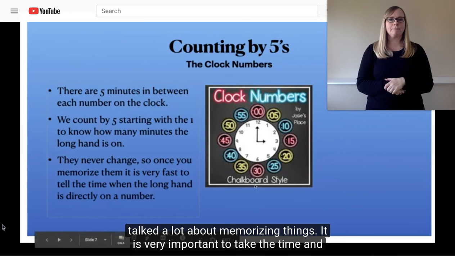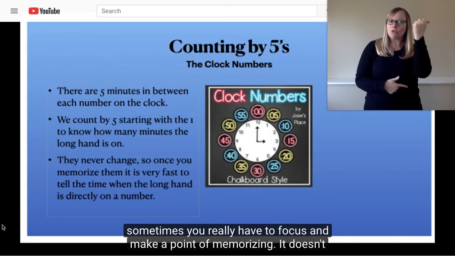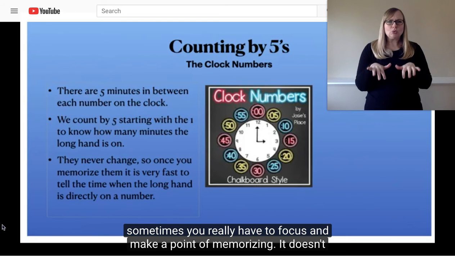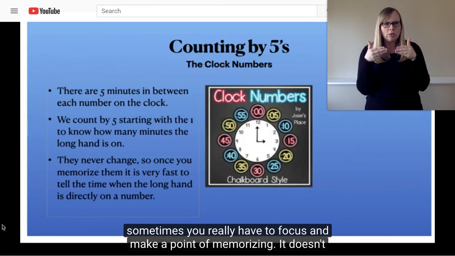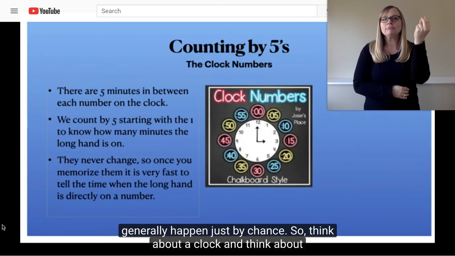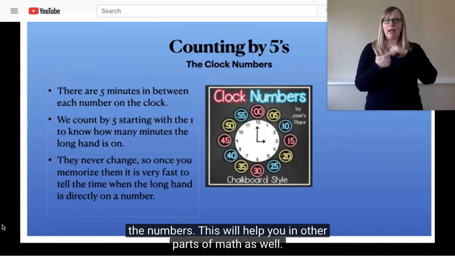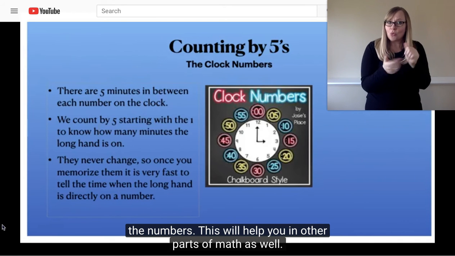We've talked a lot about memorizing things. It is very important to take the time. And sometimes you really have to focus and make a point of memorizing. It doesn't generally happen just by chance. So think about a clock and think about the numbers. This will help you in other parts of math as well.